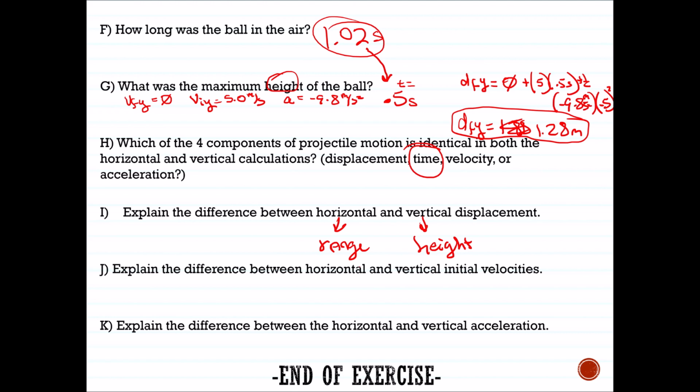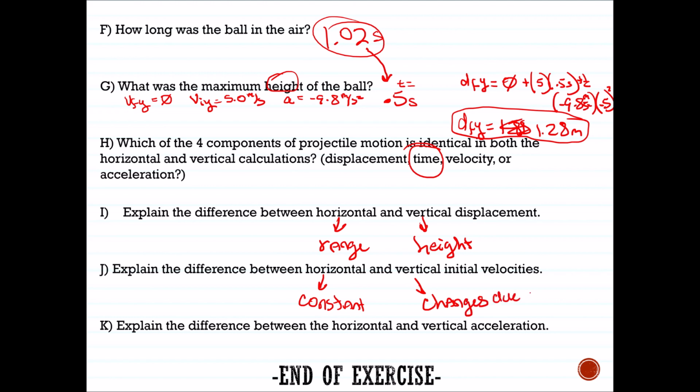J, explain the difference between horizontal and vertical initial velocities. The horizontal velocity is constant, so whatever the initial velocity is, it does not change. And the vertical velocity does change based on the acceleration of gravity.